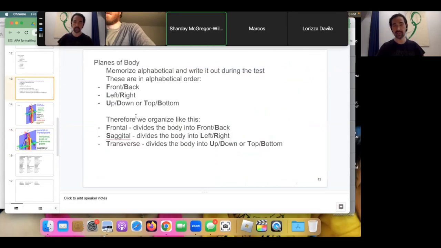So what I recommend is that when you see a question regarding the planes, you first write this out, right? Front, back, left, right, up, down, or top, bottom, or superior, inferior. And then write down frontal, sagittal, transverse in order, and match them up so that you can just have that as a reference.